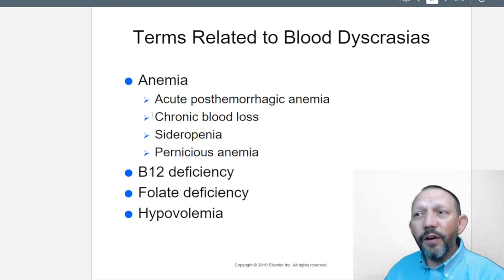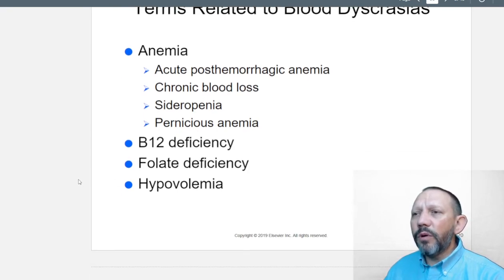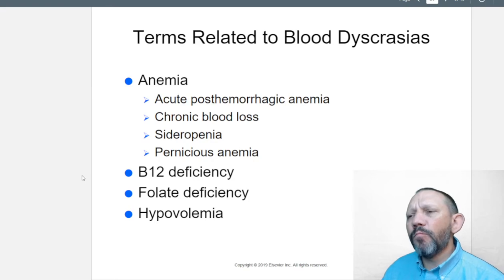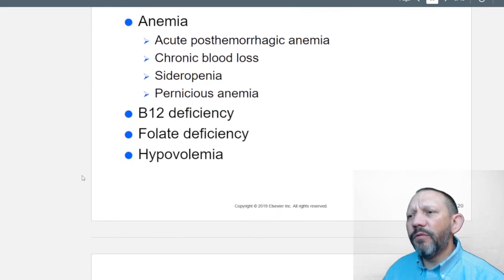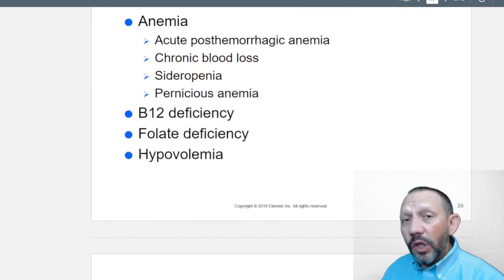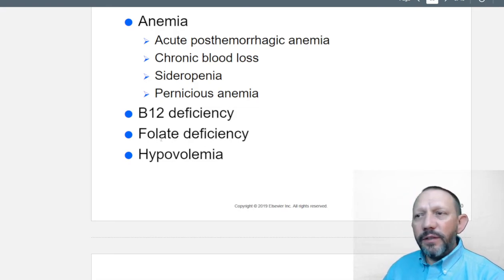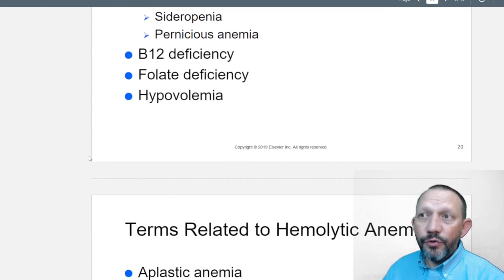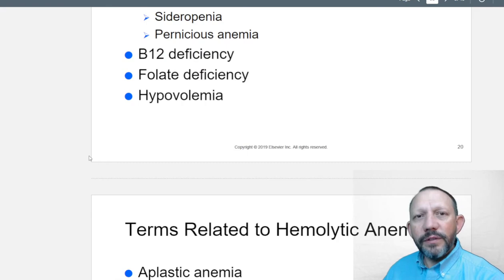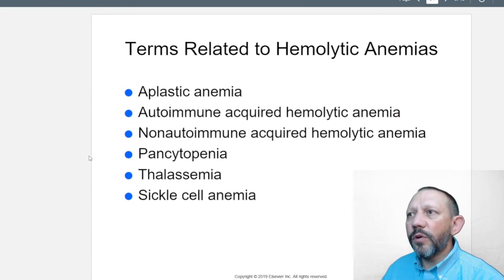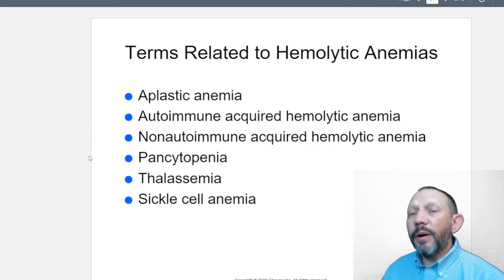Okay, but we have to be careful of things like chronic blood loss, B12 deficiency, folate deficiency, and hypovolemia. Hypovolemia means low volume of blood overall. B12 and folate are both vitamins. They're considered vitamins or nutritional things. B12 is one of the B vitamins, of course. It has to do with blood repair.